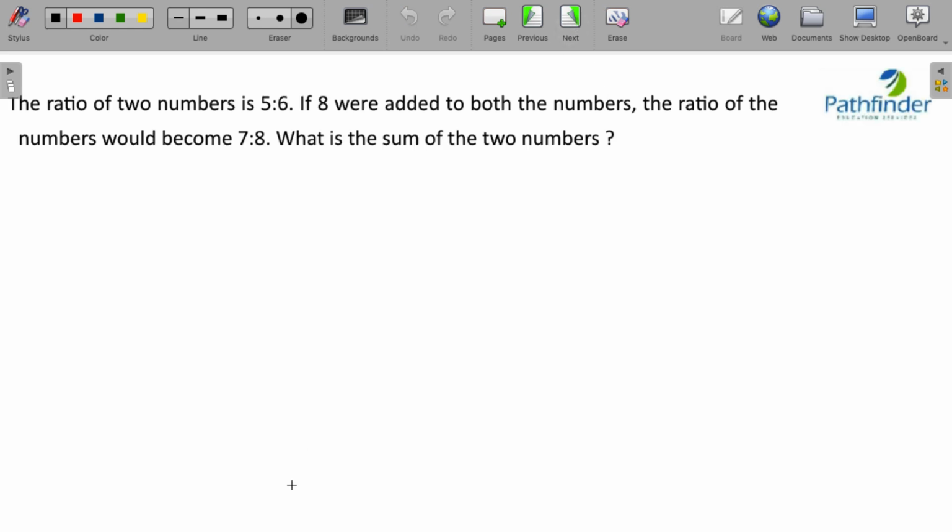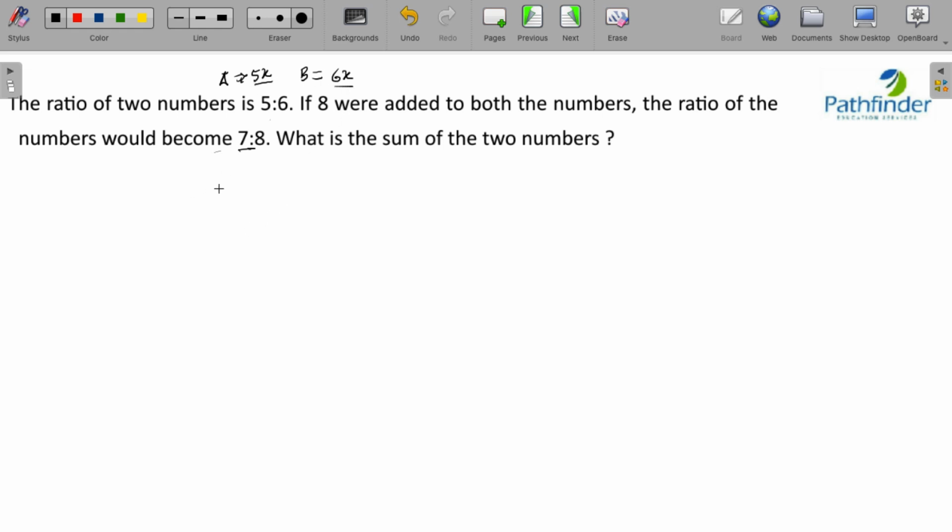Let's solve another question. The ratio of two numbers is 5:6. If 8 were added to both the numbers, the ratio of the numbers would become 7:8. What is the sum of the two numbers? Okay. So the two numbers, let us call them a and b. a is some multiple of 5, b is some multiple of 6. So we have the two numbers as 5x and 6x.